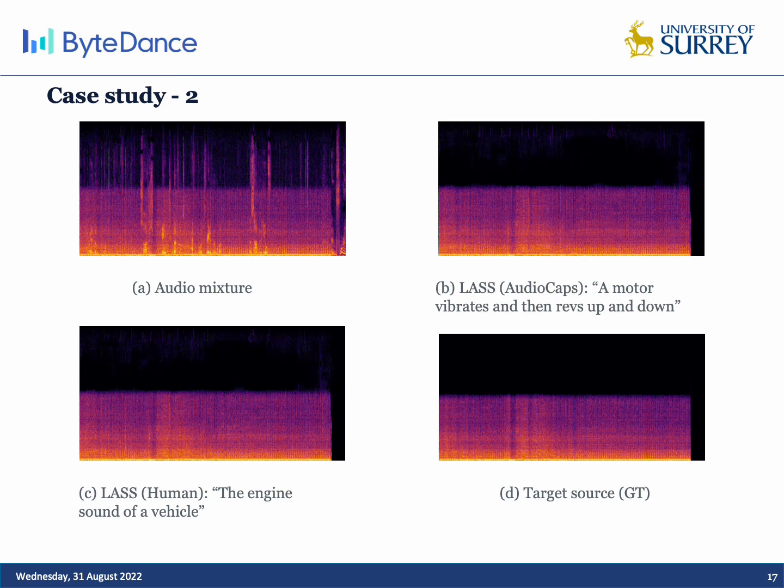Let's look at the second case study. Here is an input audio mixture. If we use the language query from AudioCaps, that is, a motor vibrates and then revs up and down, here are the separation results of LASNet. If we use our collected human annotation, the engine sound of a vehicle, here are the separation results of LASNet. And here is the ground truth target source for your reference.